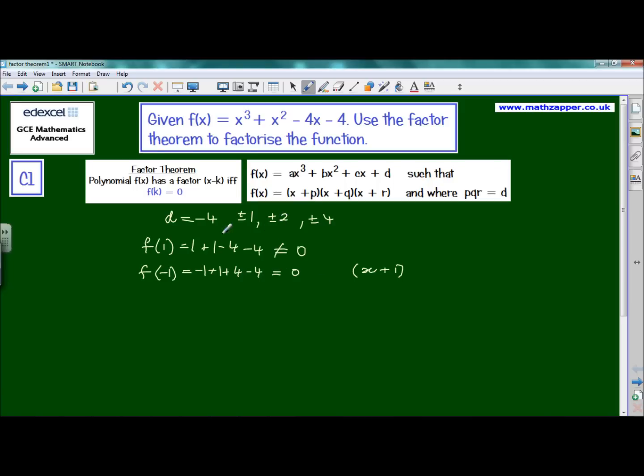So now we'll try f of 2. And again, straight into the polynomial. 2 cubed is 8, plus 2 squared is 4, minus 4 times 2, which is minus 8, minus 4. And that gives us 8 minus 8, 0, 4 minus 4, 0. Again, that gives us 0. So we can now say that f of 2 gives us 0. So k is equal to 2. So x minus 2 is another factor.